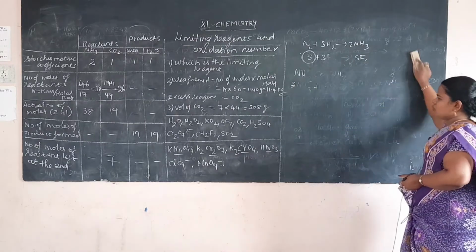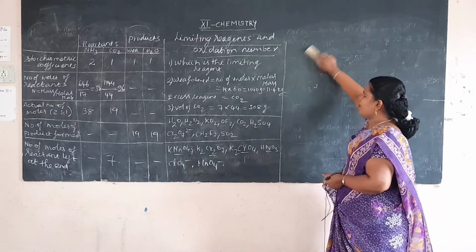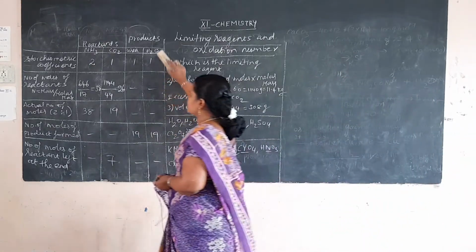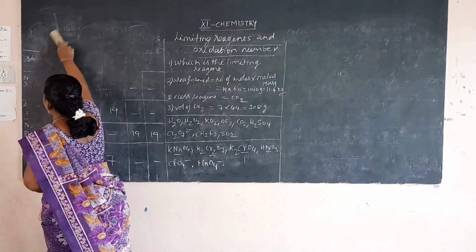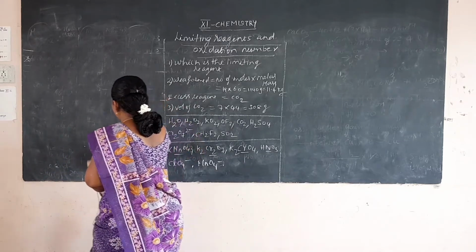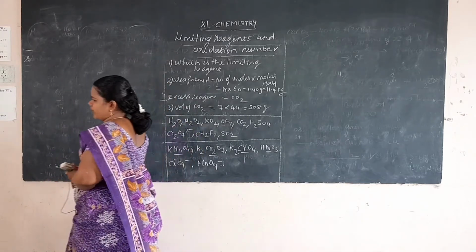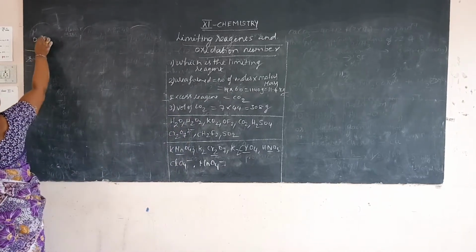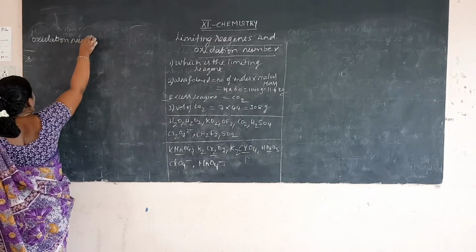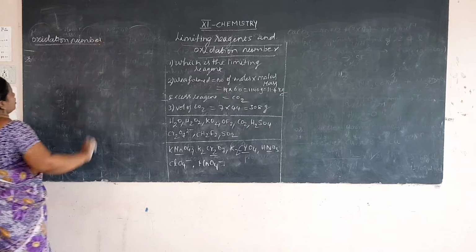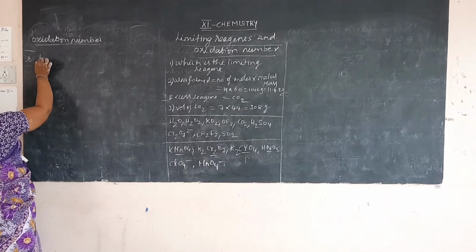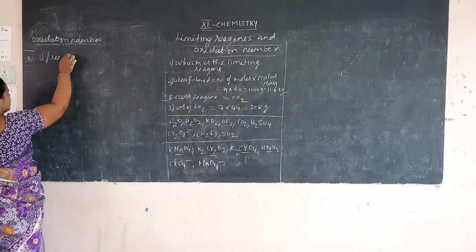Now we'll see what is oxidation number. The apparent charge possessed by an atom in a molecule is known as oxidation number. The apparent charge possessed by an atom in a molecule is known as what? Oxidation number. An element in the free state or uncombined state.